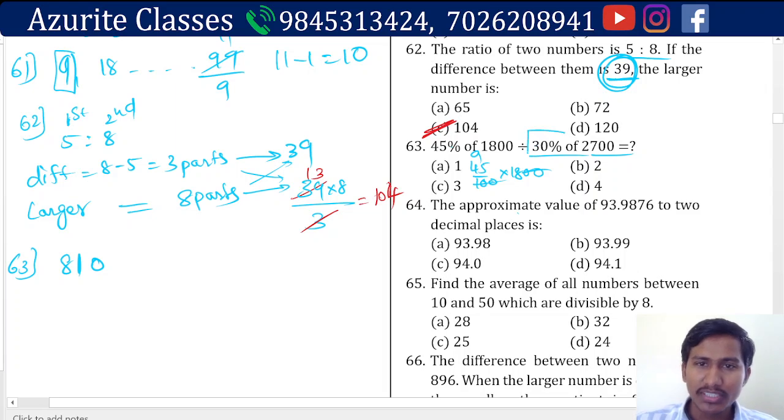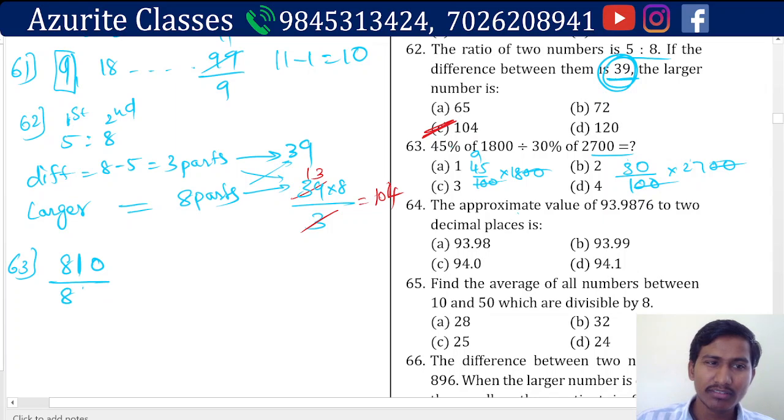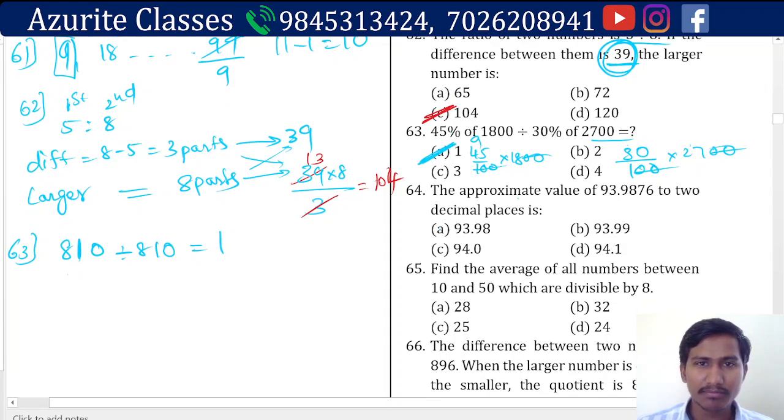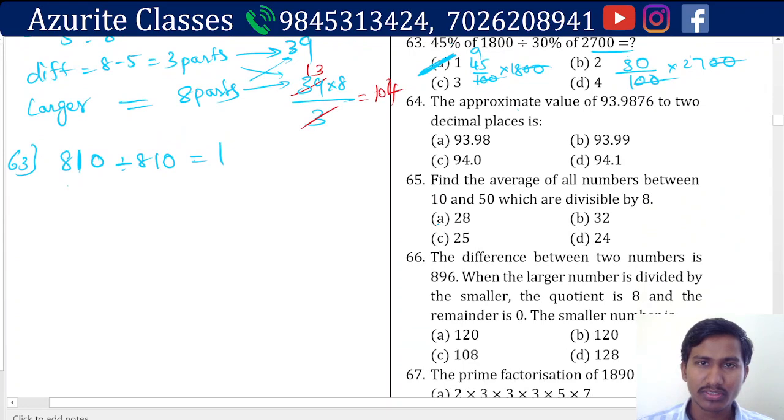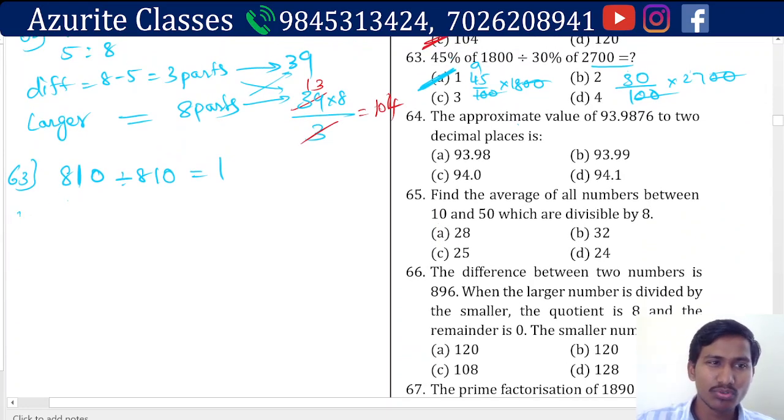Next here we have to find 30% of 2700. 30% of 2700 means 30 divided by 100 into 2700. Two zeros cancel. 27 threes are 81, so 810 only. So divided by 810. 810 by 810 is answer 1, right? So A is the answer for the 63rd question. Okay, good. Next, 64th question.